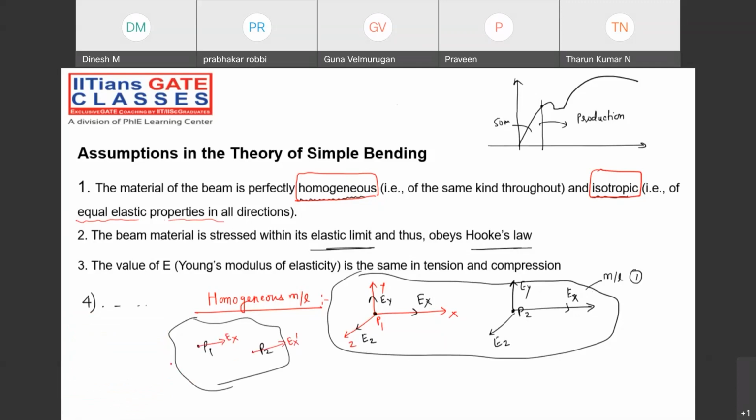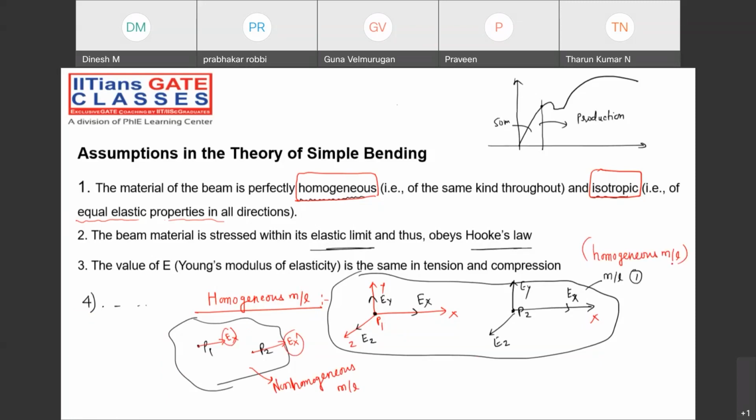Whether we can call this homogeneous? At all the points in a given direction, X direction, Y direction, Z direction, that is the meaning of directions. At a particular direction, at all the points in that direction, whether properties are the same or not. No, it's a different one. So this is called non-homogeneous material. Understanding the meaning? And this material should be called homogeneous material.